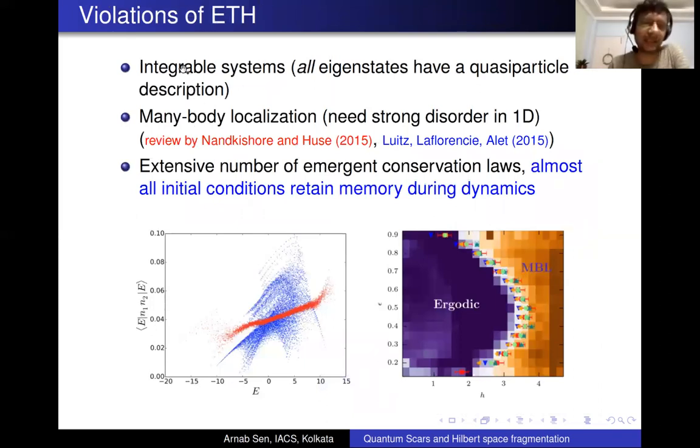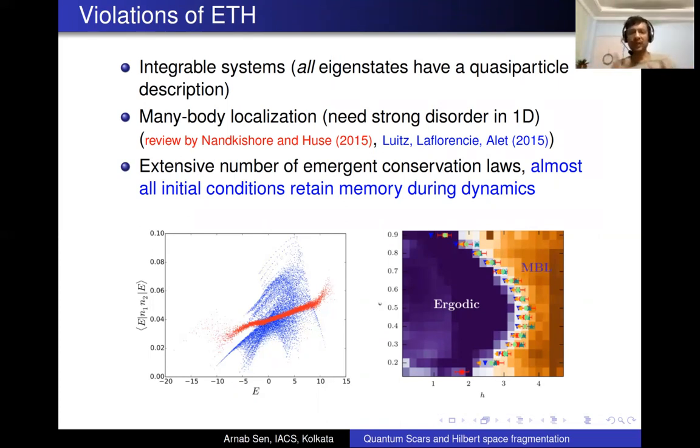Of course, there are some well-known violations of the eigenstate thermalization hypothesis. One of the well-known violations is integrable quantum many body systems. And here, the violation is because all the eigenstates, not only the low energy ones, in fact the high energy ones as well, all the eigenstates have a quasiparticle distribution.